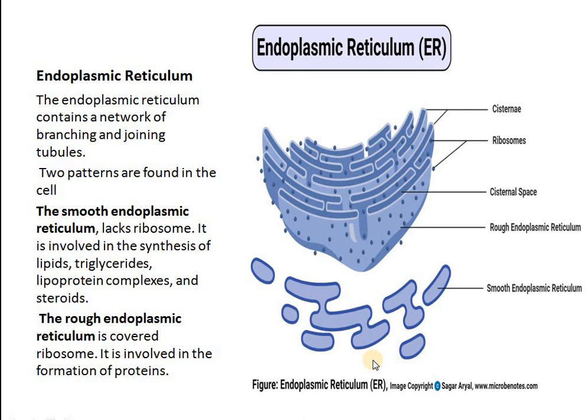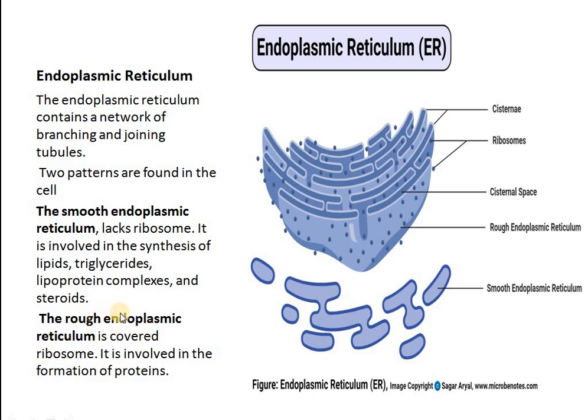Next is endoplasmic reticulum. These are a network of branching and joining tubules. Tube-like structures are present in the cytoplasm. These are continuous with the nucleus and cell membrane. Here they will be connected with the nucleus, and on the outer surface they will be connected with your cell membrane. There are two types. One is called smooth endoplasmic reticulum and the other one is called rough endoplasmic reticulum.